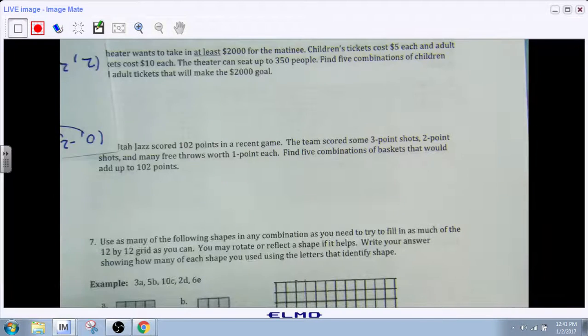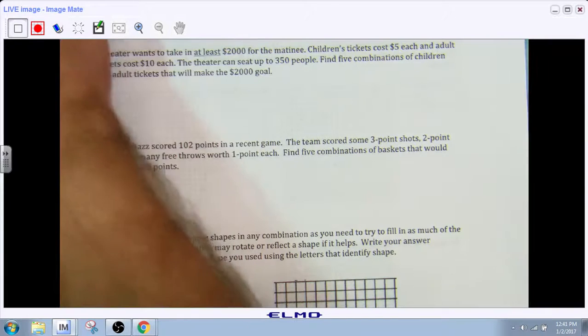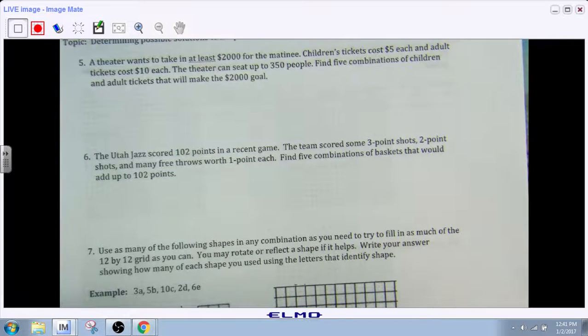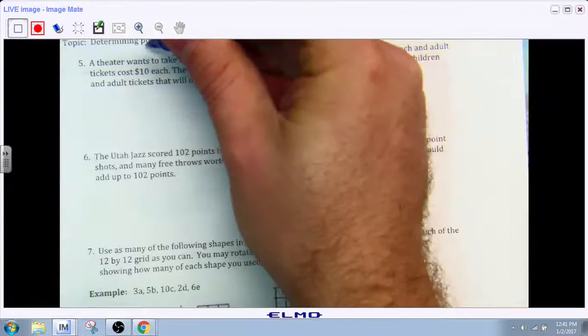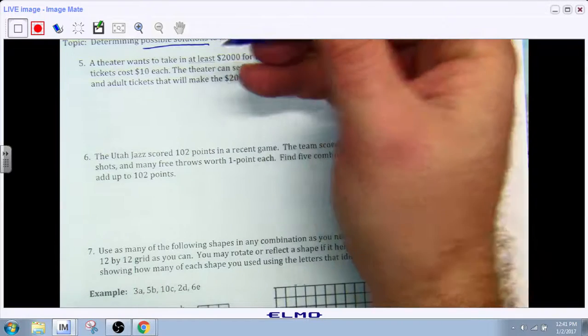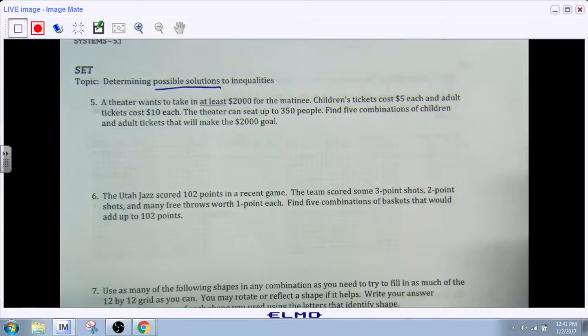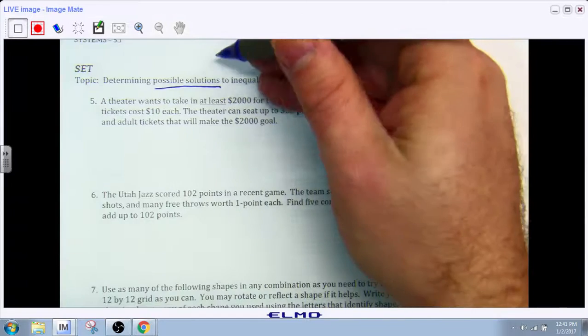Next, let's turn the page. Determine possible solutions to the inequalities. I need to scoot this down, don't I? Determine possible solutions to the inequalities. It tells us possible solutions to inequalities.